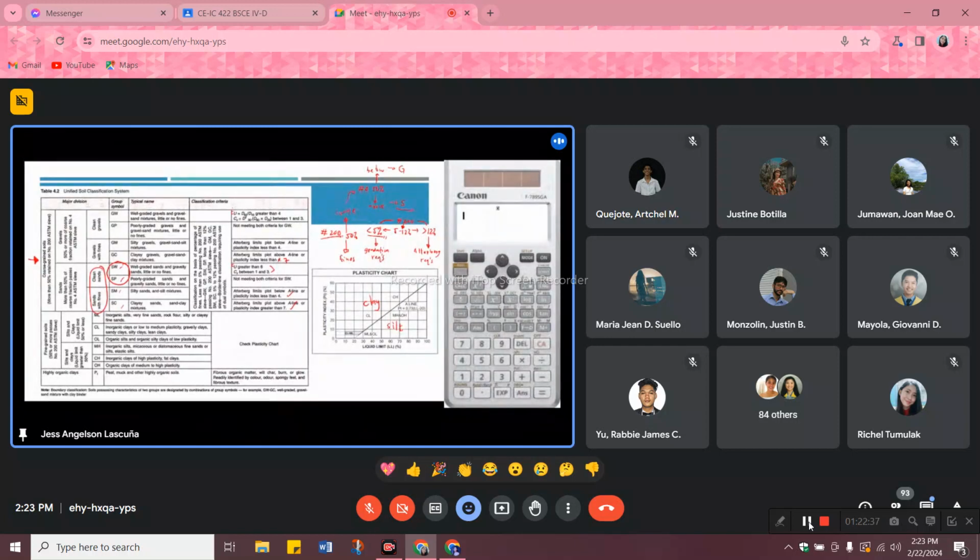Take note of the terms here. This portion is the limit for your silt, and this one is the limit for your clay. If your soil plots here, where the coordinates reach, it is clay. If here, silt. If you are lucky and your soil falls in between the two, then you will have a dual symbol.